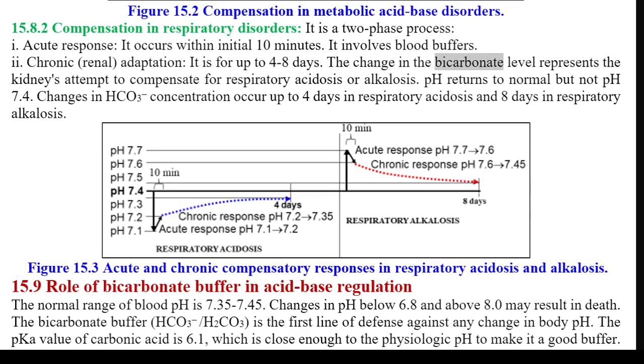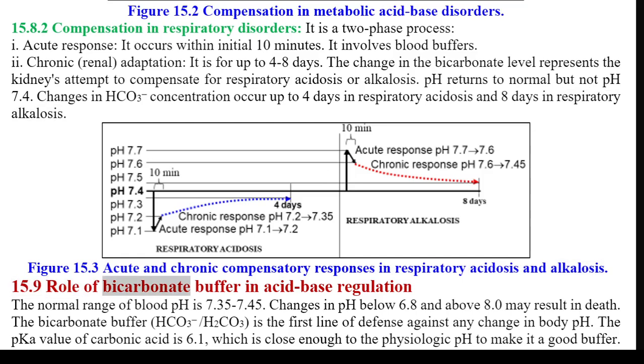The change in the bicarbonate level represents the kidney's attempt to compensate for respiratory acidosis or alkalosis. pH returns to normal but not pH 7.4. Changes in HCO3 concentration occur up to 4 days in respiratory acidosis and 8 days in respiratory alkalosis. Figure 15.3 Acute and chronic compensatory responses in respiratory acidosis and alkalosis.